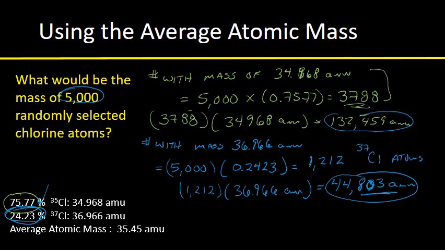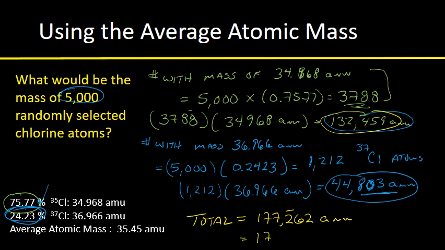So the whole collection of 5,000 atoms together is just going to be this mass plus this mass, right? And if we add those two things together, we get 177,262 atomic mass units, and we probably want to round this to 4 significant figures based on our calculations here. So let's call this 177,300 AMU.